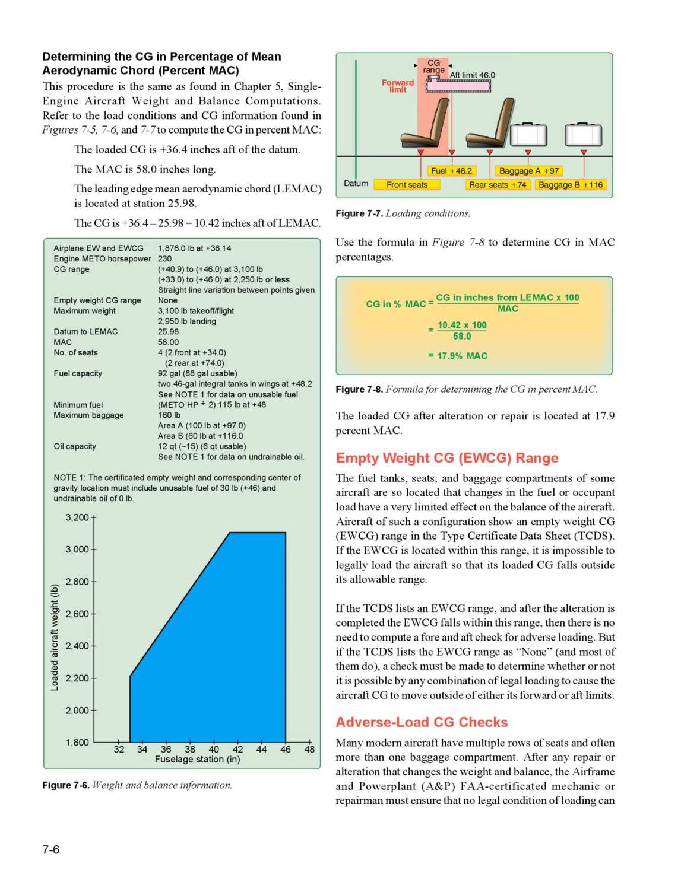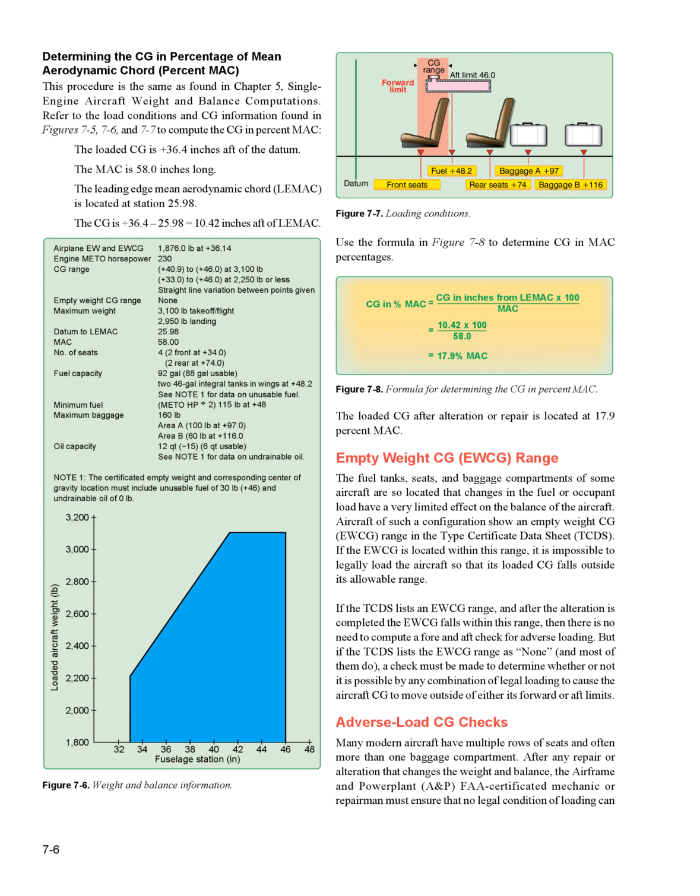If the TCDS lists an EWCG range, and after the alteration is completed the EWCG falls within this range, then there is no need to compute a fore and aft check for adverse loading. But if the TCDS lists the EWCG range as none, and most of them do, a check must be made to determine whether or not it is possible by any combination of legal loading to cause the aircraft CG to move outside of either its forward or aft limits.